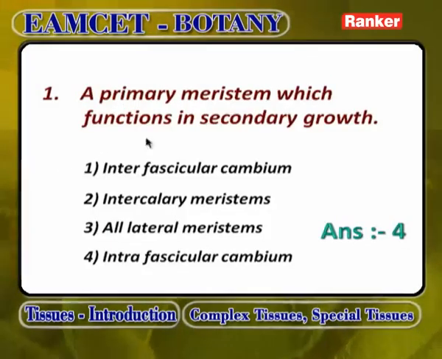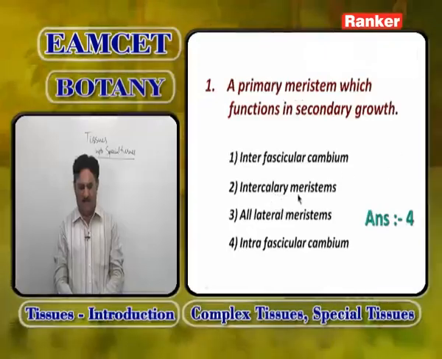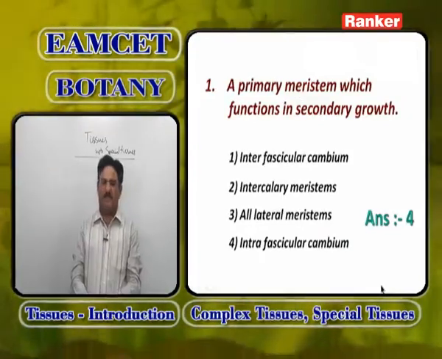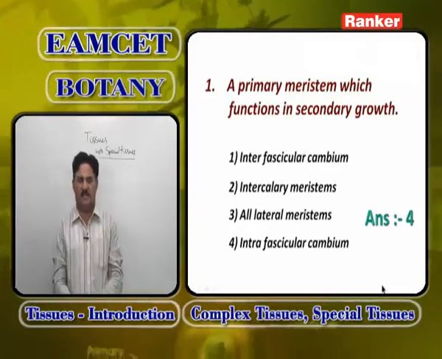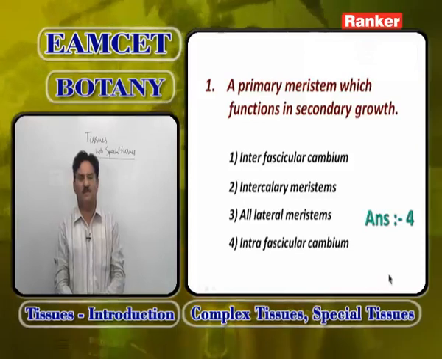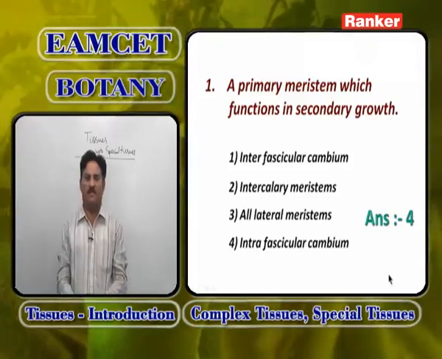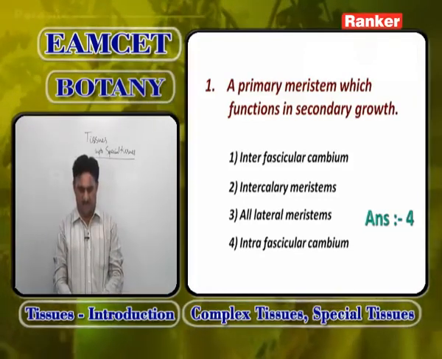First question, a primary meristem which functions in secondary growth. It is basically a primary meristem, but it helps in secondary growth. Interfascicular cambium is not a primary meristem, it is a secondary meristem because it is formed by the dedifferentiation of parenchyma cells in medullary ray.